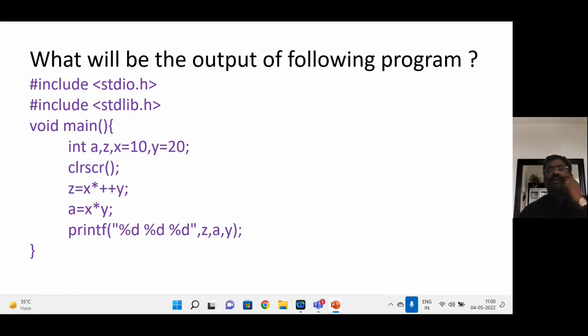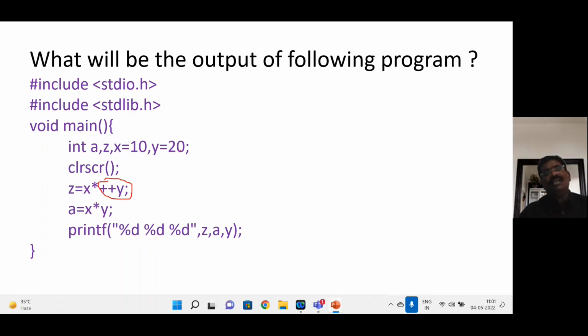So what will be the output of the following program? Here is #include <stdio.h>, void main(), int a, z, x = 10, y = 20; clrscr(); z = x * ++y; a = x * y. So z = x * x, that means 10, 10 into ++y. Here we are taking the ++y.